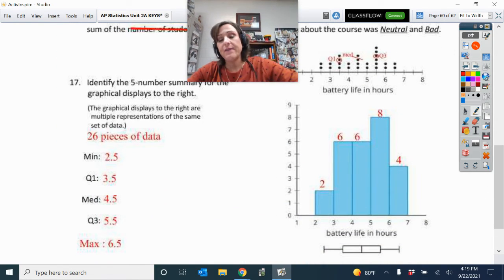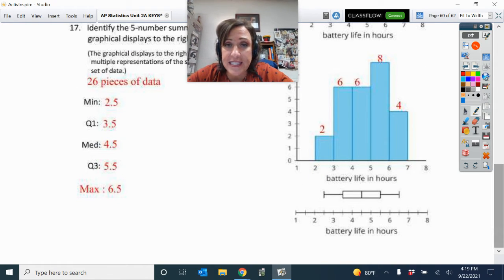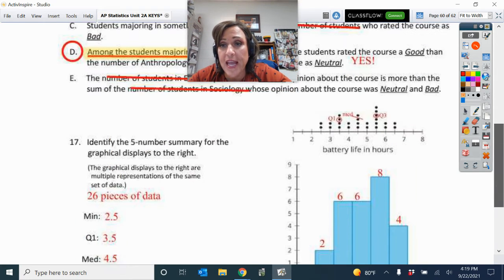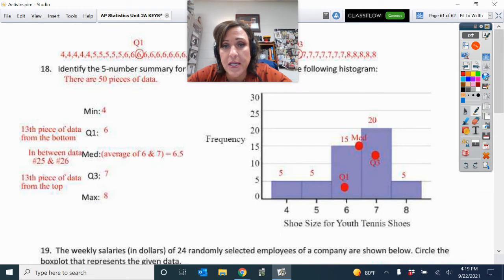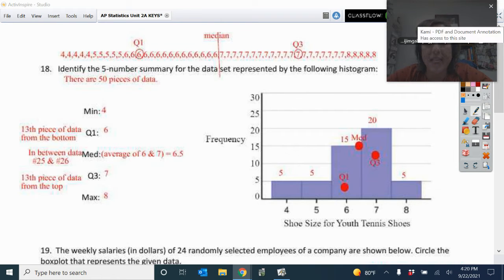Now, this number 17 is very interesting, and what's going to happen here is it is easy to see the 5-number summary. I gave you 3 representations here, and hopefully you chose this representation to identify your 5-number summary. That's pretty easy in that case. But what happens if you only have a histogram here in the middle, this representation here, and not a box plot?